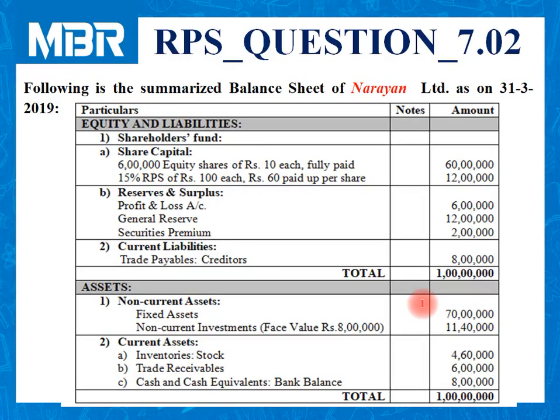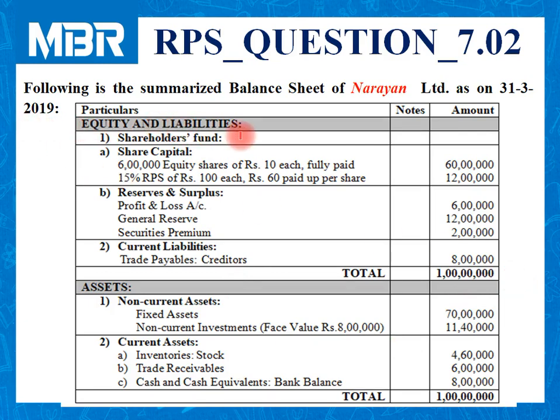In previous sessions, we have discussed so many questions related to redemption of RPS. Today, I would like to discuss one of the important questions with one adjustment related to sale of investments. Let us refer to the balance sheet first. The examiner has given the balance sheet to us in vertical form.